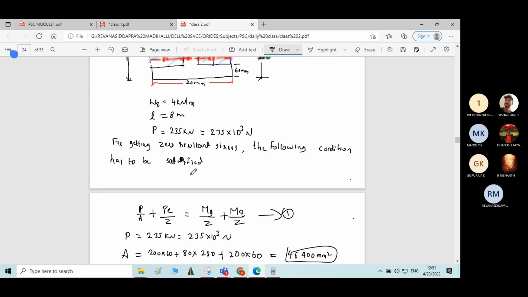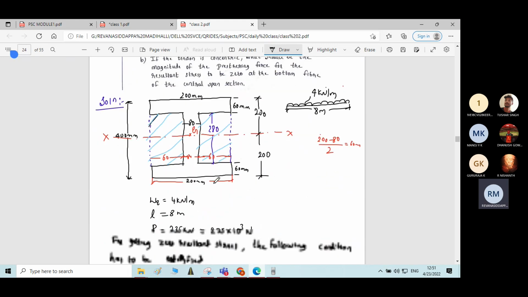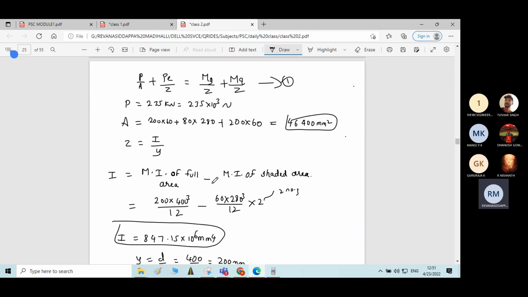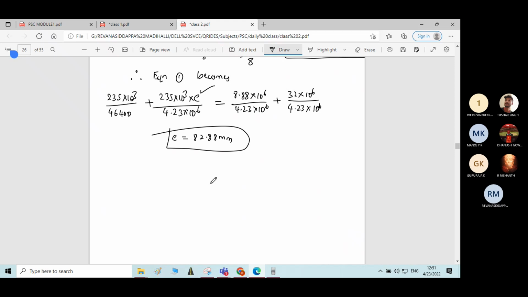Okay. Moving on to the second question: if the tendon is concentric, what should be the magnitude of the prestressing force for the resultant stress to be zero? Instead of applying the prestressing force at some eccentricity, if it is applied concentrically, with zero eccentricity, what should be the prestressing force? Question B we will solve now.